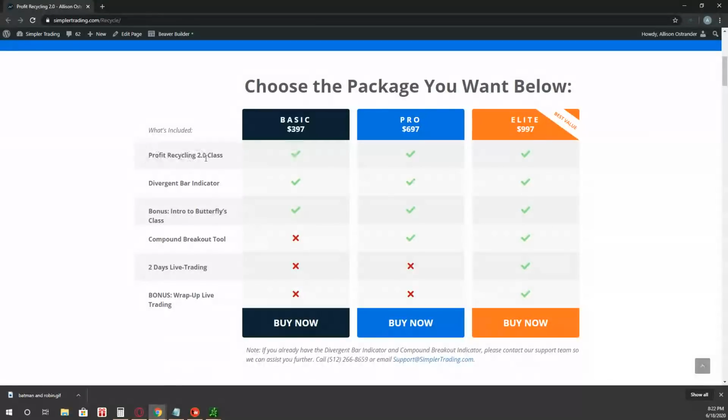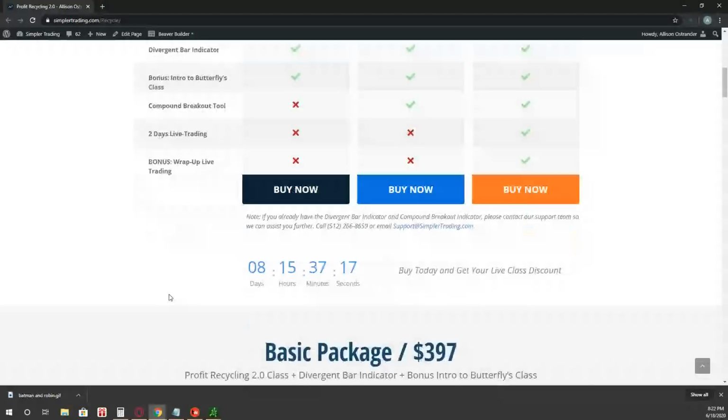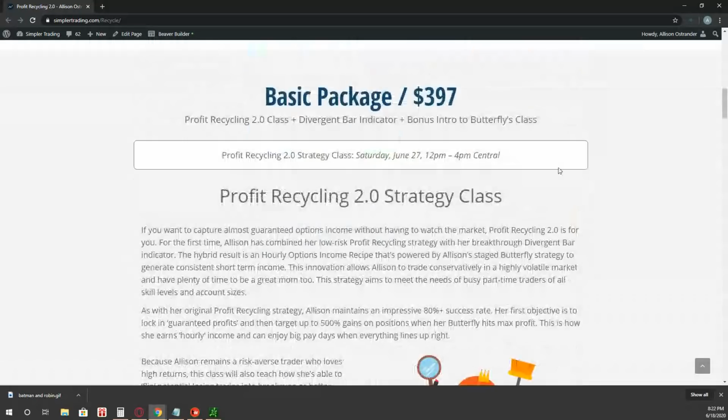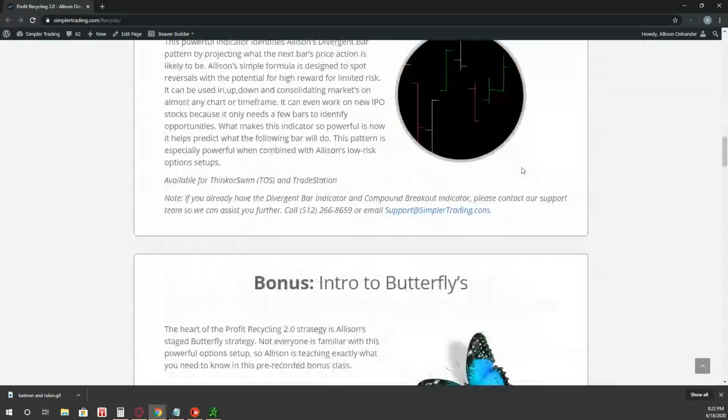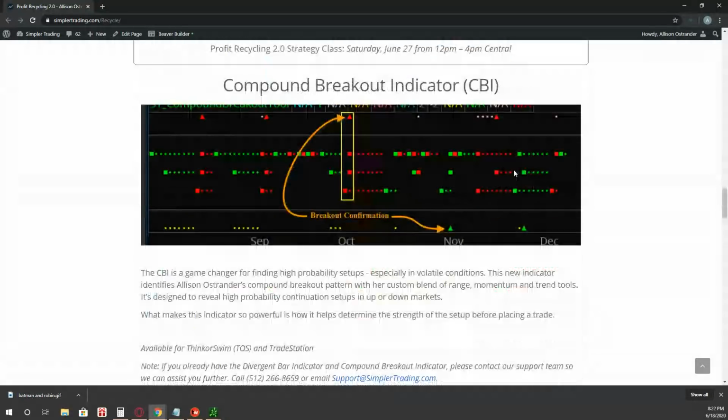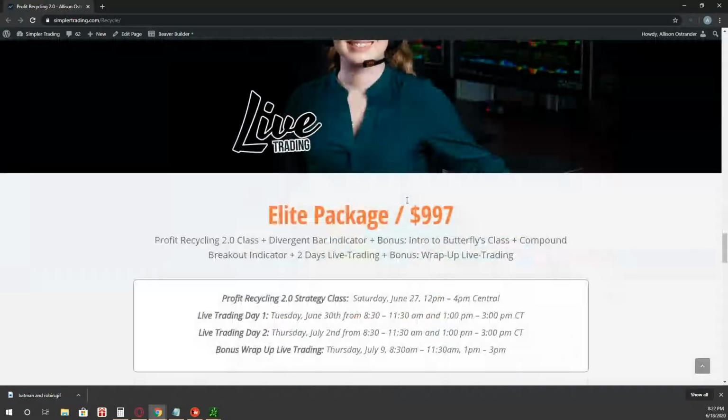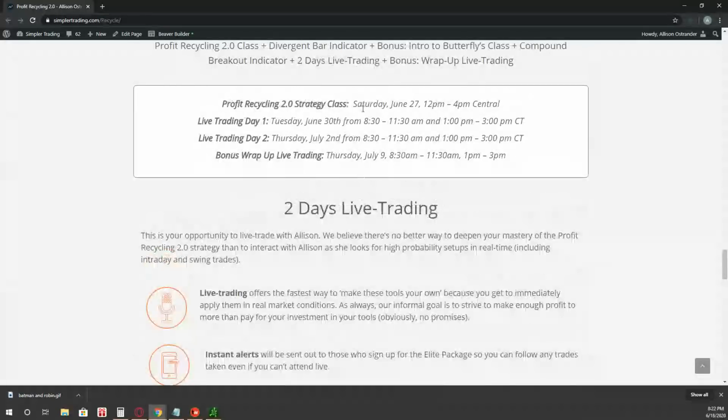Like I said, the basic comes with the class, the divergent bar indicator, and the bonus introduction to butterflies class. The pro gives you all of that, including the compound breakout tool and the Robin and Batman indicators. The dynamic duo is both of those for that package. And then the elite includes the live trading days as well, where we can really implement in real time. You'll see the trade alerts I put out there, and you'll get the recordings of those sessions. It, of course, goes into details about each of those packages below. If you have more questions, need a refresher on what's in those or the dates, that's all on that webpage there.